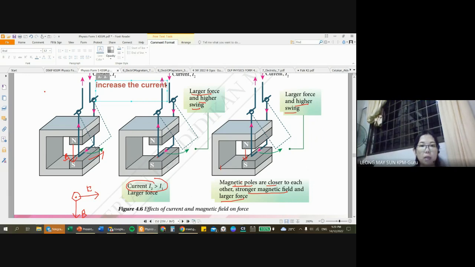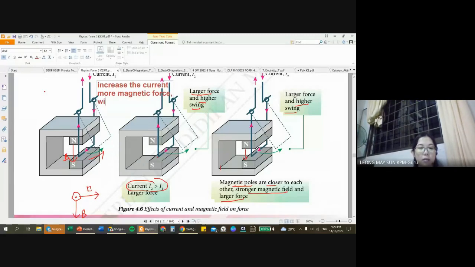Okay, when they increase the current, there will be larger, more magnetic force, hence the wire swings higher. So they increase the current, and then more magnetic force will be produced using the Fleming left hand rule. The wire will swing higher.